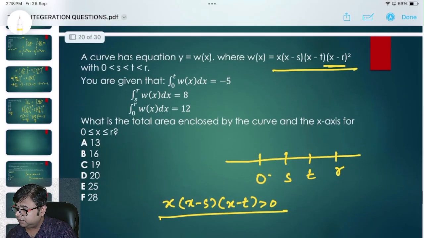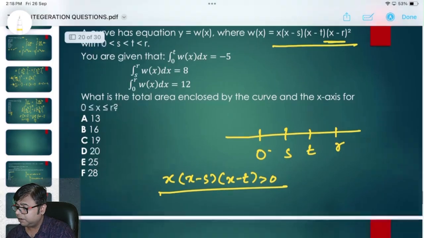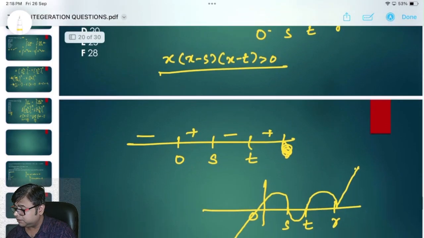Now it says that you are given that the integral from 0 to t of w(x) dx is minus 5. 0 to t, it is minus 5.